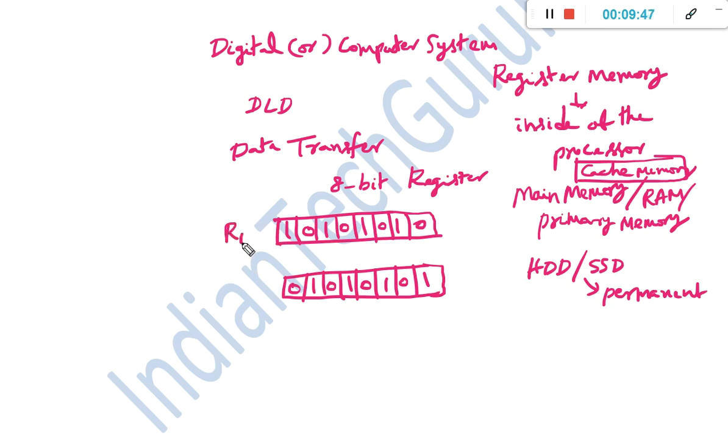Or sometimes what happens, assume that this is register 1, and if I say R2 assignment R1, then what happens? The contents of register R1 will be moved to register R2. Okay, so at this time there will be data transfers between registers. Okay, so coming to the register transfer language, it has some properties.